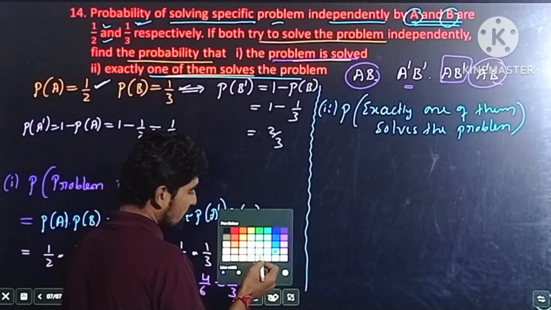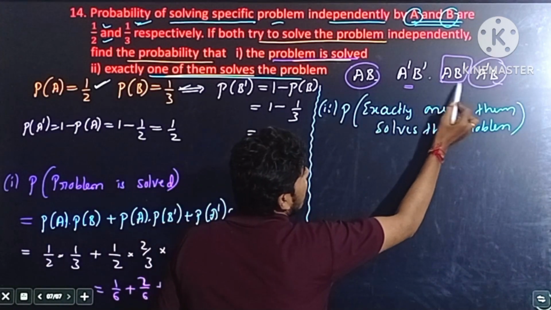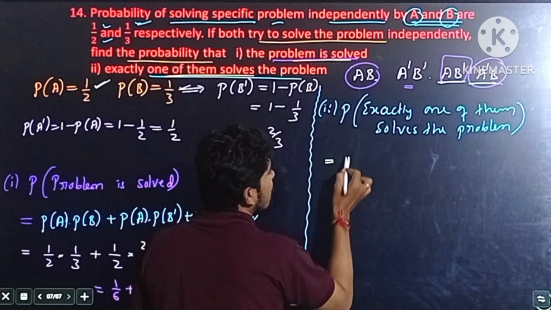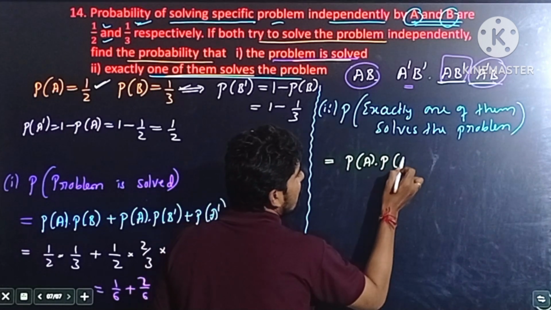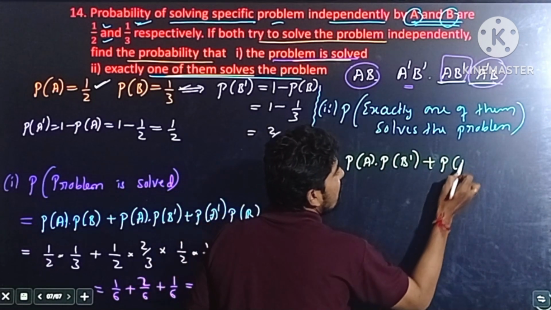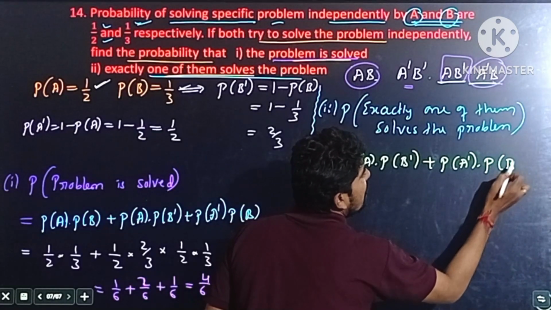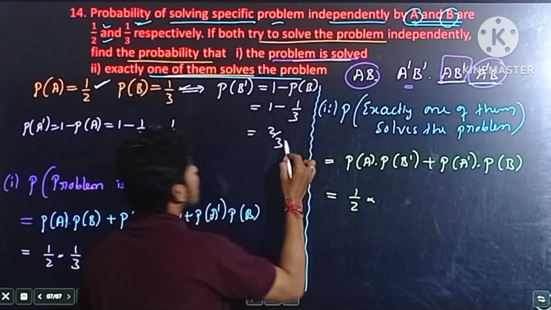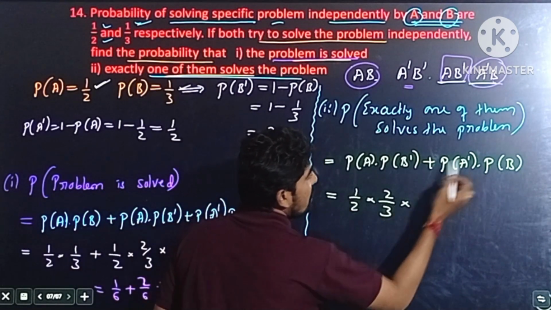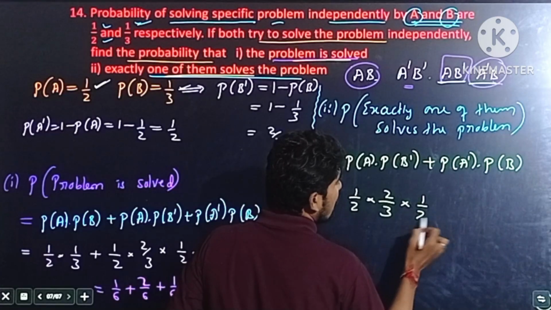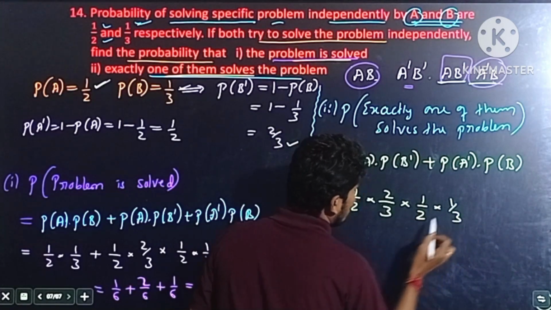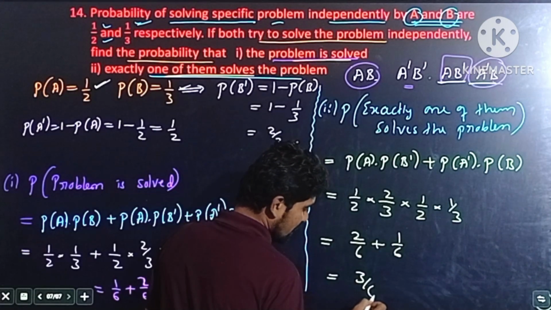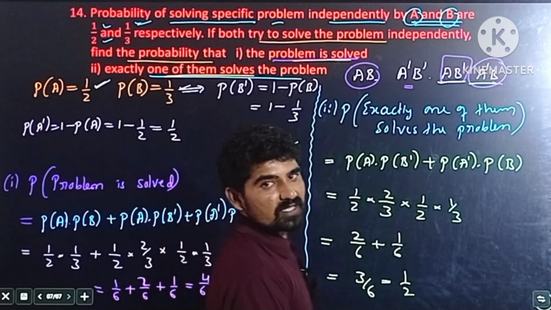So the required probability is: any one means either A and B dash, or A dash and B. Therefore, the required probability is equal to probability of A into probability of B dash, plus probability of A dash into probability of B. Probability of A is 1 by 2, into probability of B dash, which is 2 by 3, plus probability of A dash, which is 1 by 2, into probability of B, which is 1 by 3, which is equal to 2 by 6 plus 1 by 6, which is equal to 3 by 6, which is equal to 1 by 2. That is the required probability.